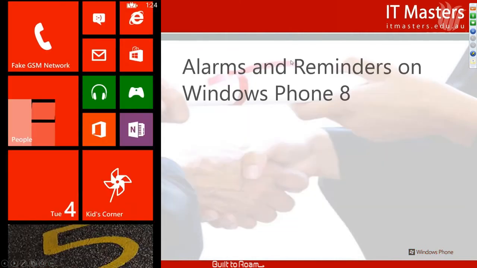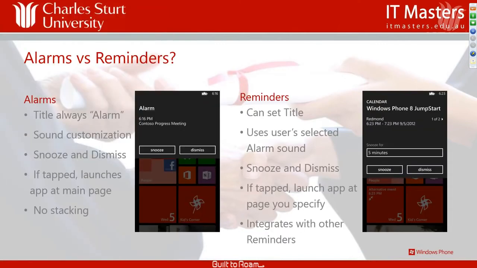I mentioned before that we can actually set alarms and reminders. We've had this functionality as part of Phone 7, the Mango update. So we can actually specify either an alarm or reminders or both from within our application. The distinction is that alarms will always have the title alarm, whereas reminders you can completely customize them, the content within them. The other thing is that the reminders do stack up.